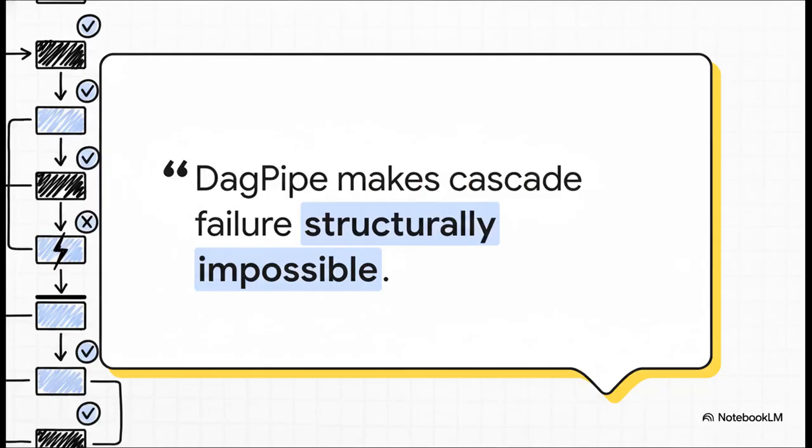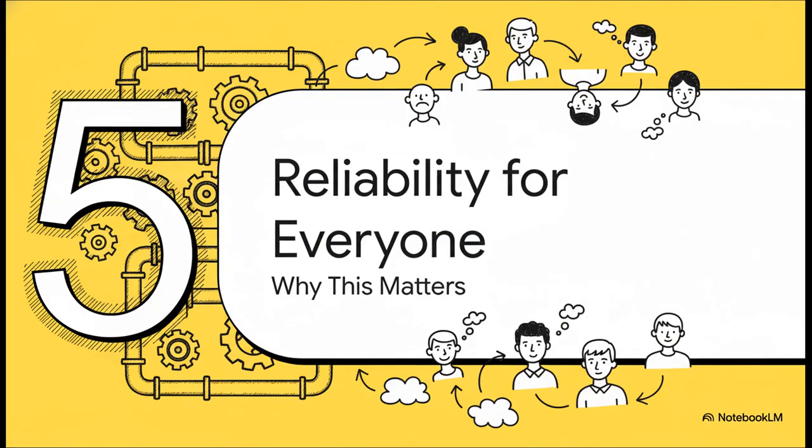And you've got to understand, this isn't just some optional add-on feature. It is fundamental to how dagpipe is designed. By checkpointing after every single successful step, it makes it structurally impossible for a later failure to corrupt any of your previous work. So who is this really for? What's the big picture here?